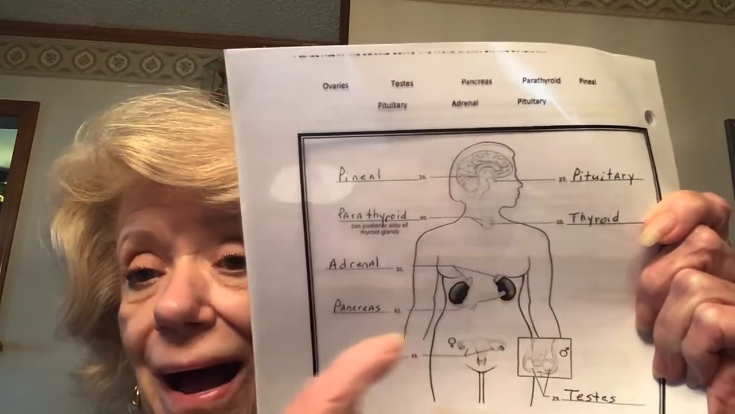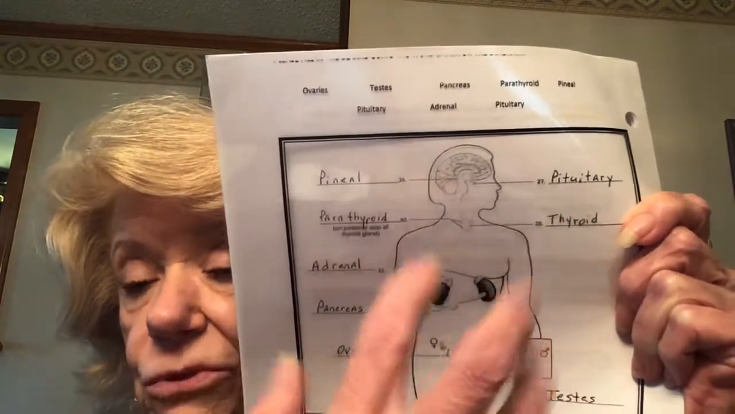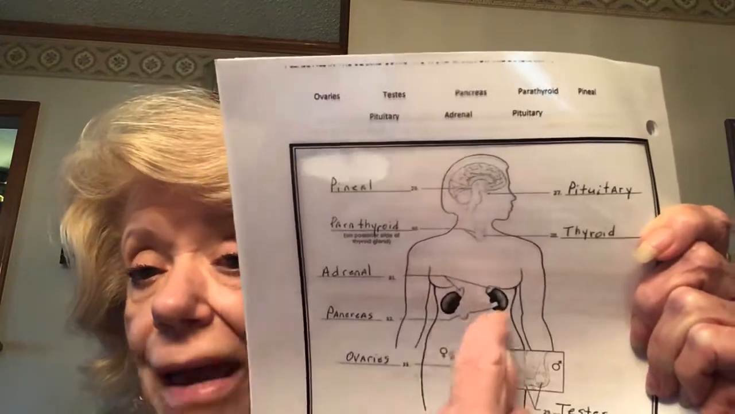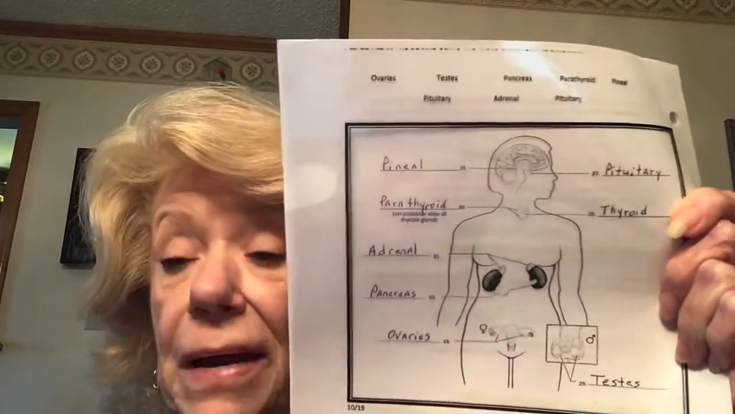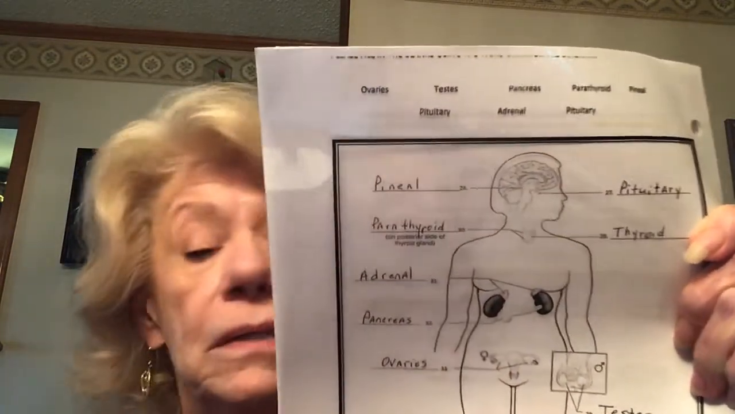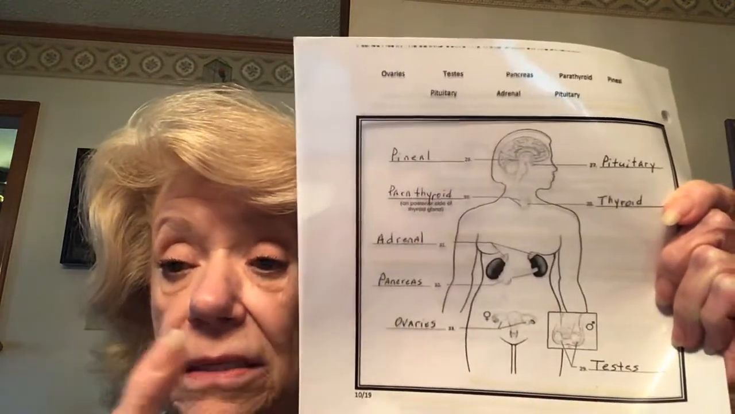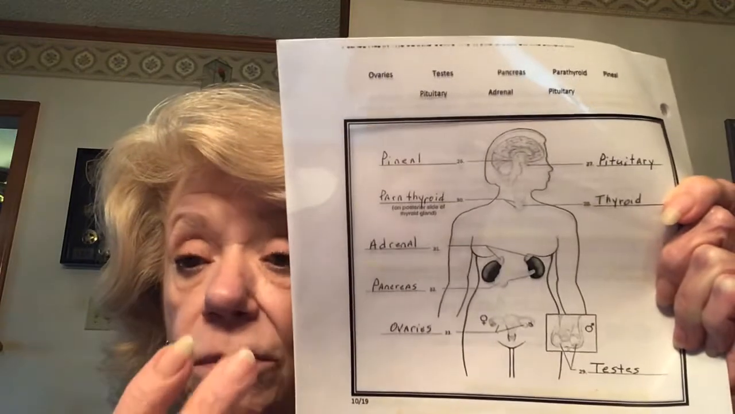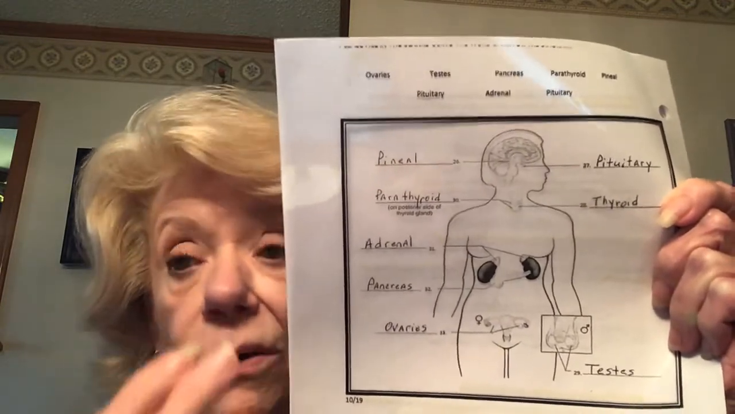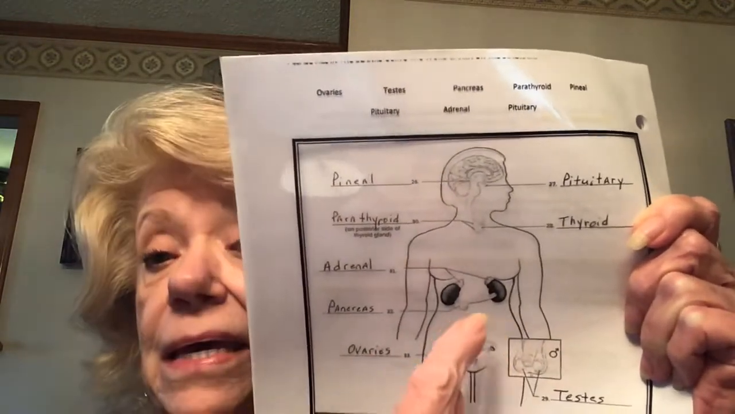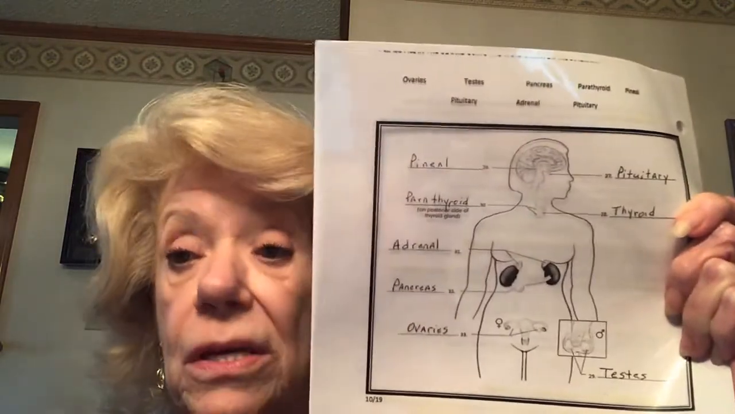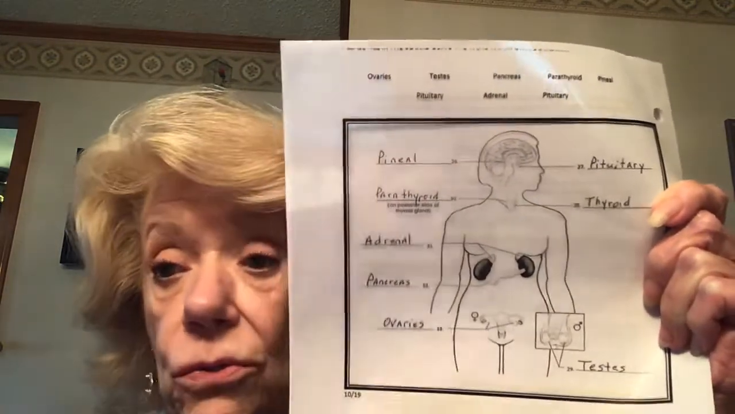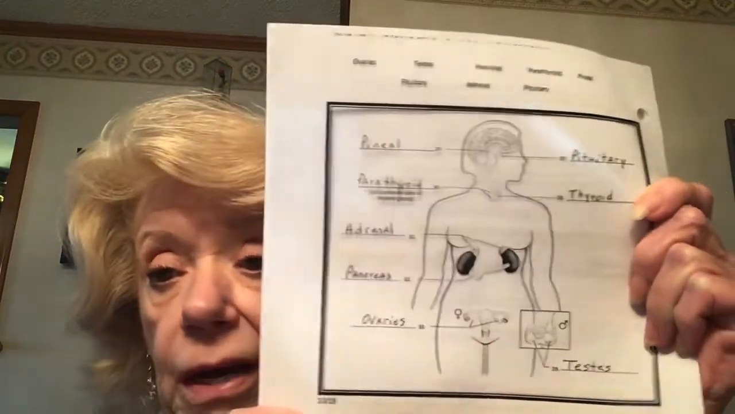Then right here behind the stomach, you can't see it if it was a regular body, is the pancreas. And any diabetic knows about the pancreas. The pancreas secretes insulin when your blood sugar is high and glucagon when your blood sugar is low. However, in most diabetics, either the pancreas works, but your body doesn't know what to do with the hormones, or the pancreas doesn't work at all.